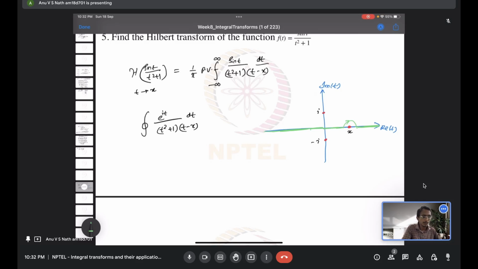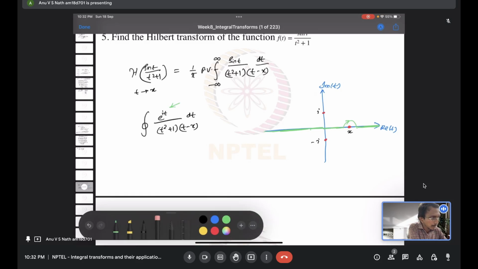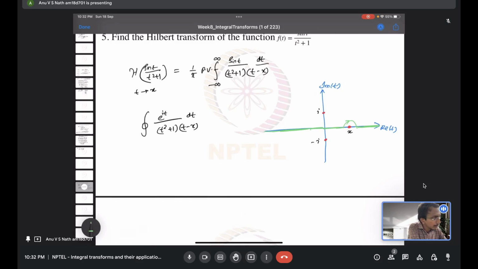Otherwise, it will diverge at infinity. So we want the contribution from that arc to vanish, or at least be finite. For that, we need to close it in the upper half. If it was exponential of minus it or some number times t, then we should have closed it down. Because we have the factor exponential of plus it, we need to close it in the top half.